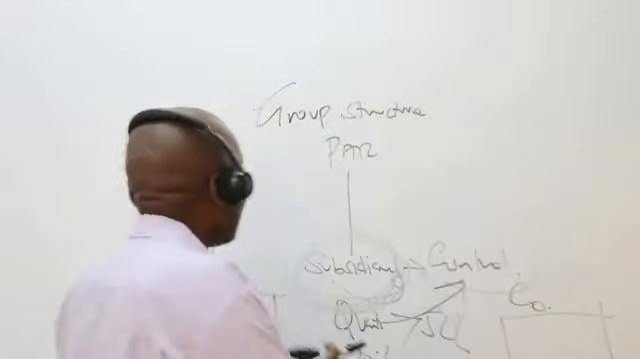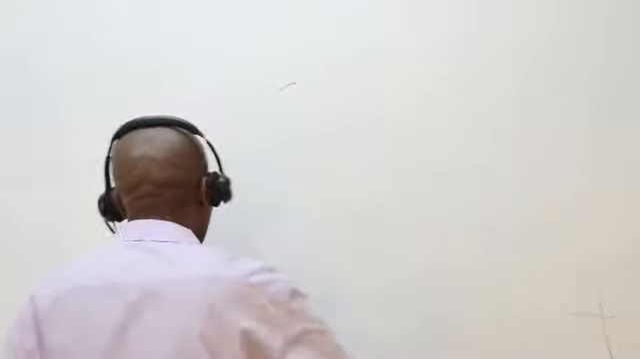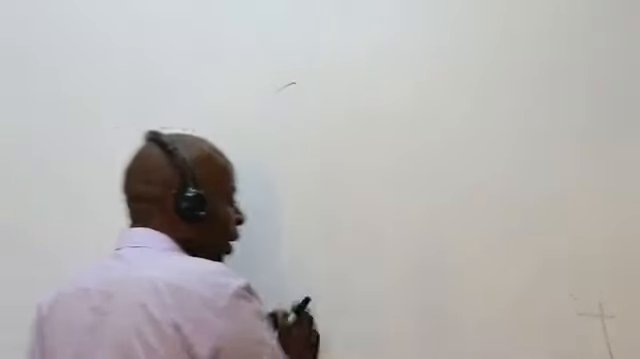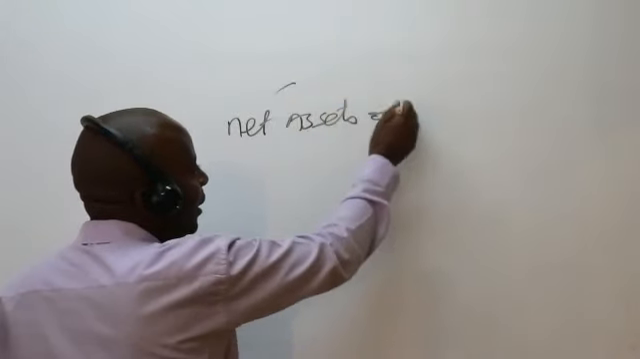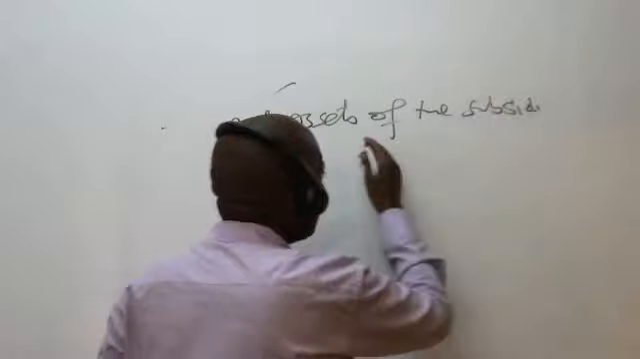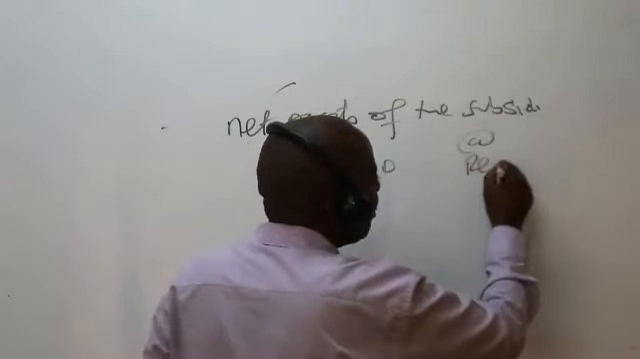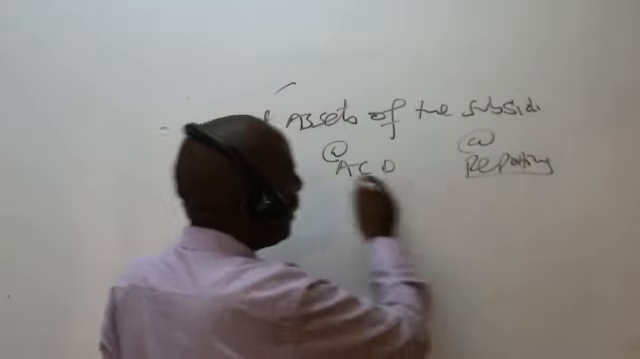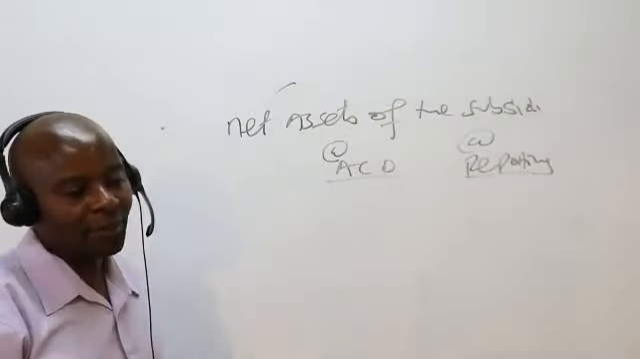Now, ladies and gentlemen, from there, after group structure, I know the other thing that I'll have to ask for as an audit procedure of group companies, I'll have to ask for the net assets of the subsidiaries at acquisition and at reporting. The net assets of the subsidiaries at acquisition and at reporting.